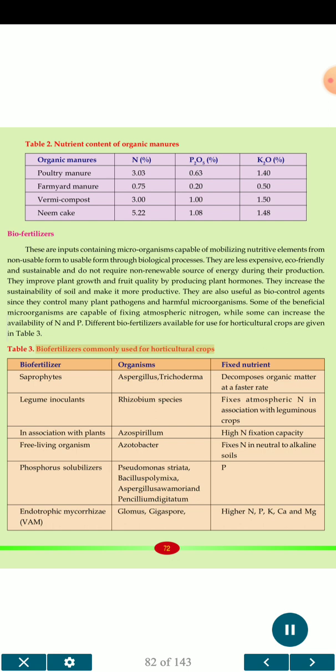Table 3. Biofertilizers commonly used for horticultural crops. Biofertilizer, organisms, fixed nutrient. Saprophytes: Aspergillus, Trichoderma. Decomposes organic matter at a faster rate. Legume inoculants: Rhizobium species. Fixes atmospheric N in association with leguminous crops. In association with plants: Azospirillum. High N fixation capacity. Free living organism: Azotobacter. Fixes N in neutral to alkaline soils. Phosphorus solubilizers: Pseudomonas striata, Bacillus polymyxa, Aspergillus awamori, Penicillium digitatum. Endotrophic mycorrhizae: Glomus, Gigaspora. Higher N, P, K, Ca and Mg, VAM.